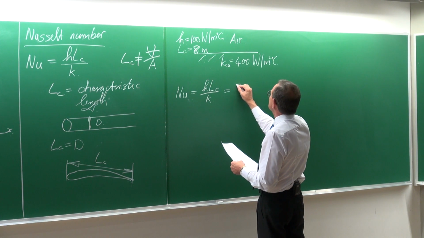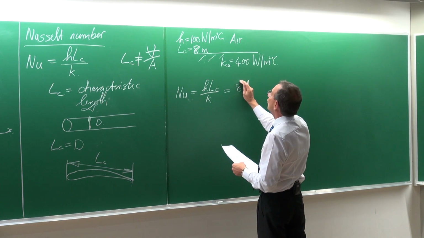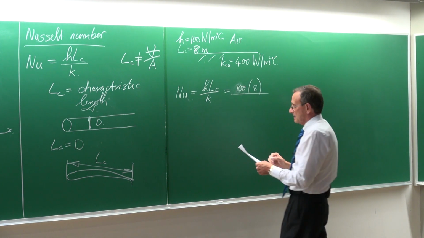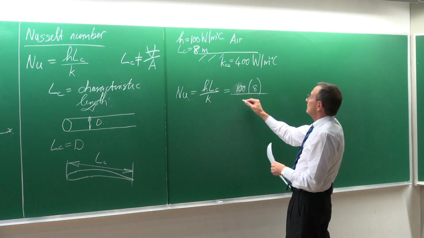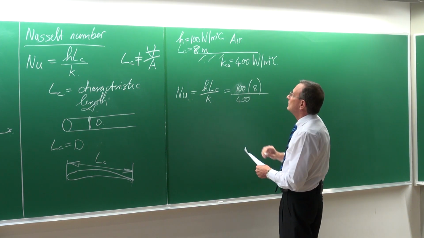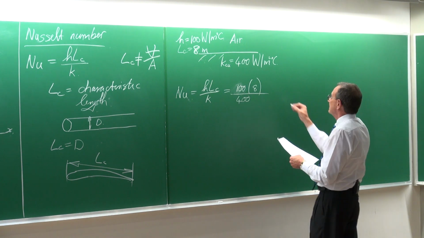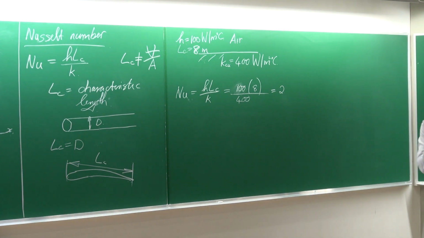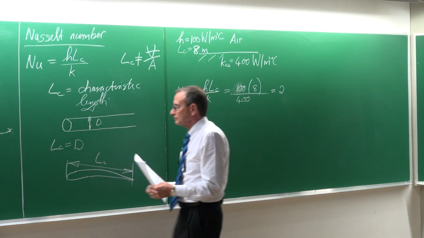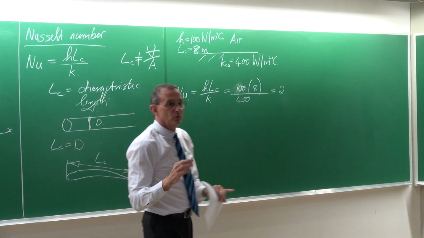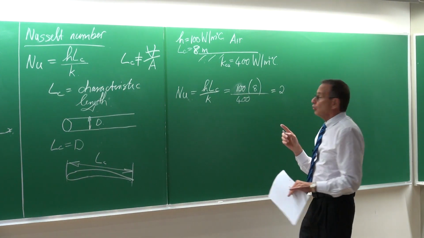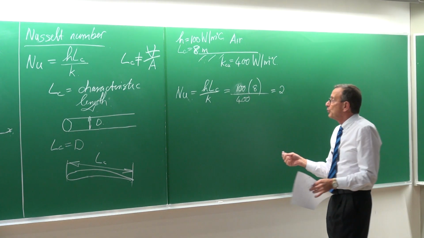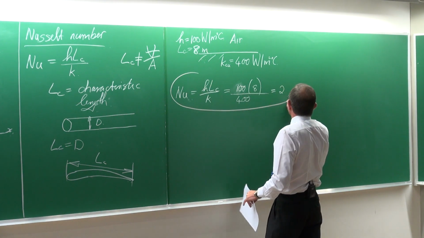So the heat transfer coefficient is 100, multiplied by the characteristic length, that is 8, divided by the thermal conductivity of the plate, and that is equal to 2. You all happy with that? You all shouldn't be happy with it because it's wrong. Okay. And I did it on purpose. So this is incorrect.